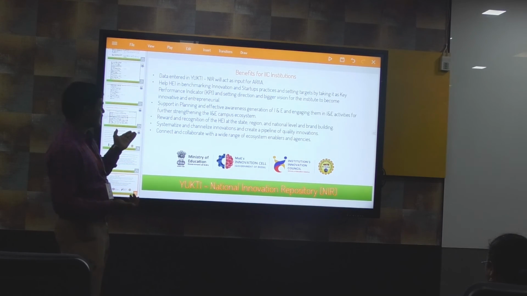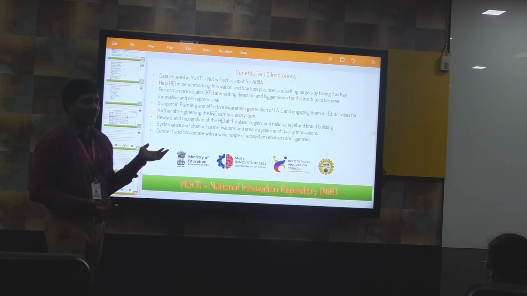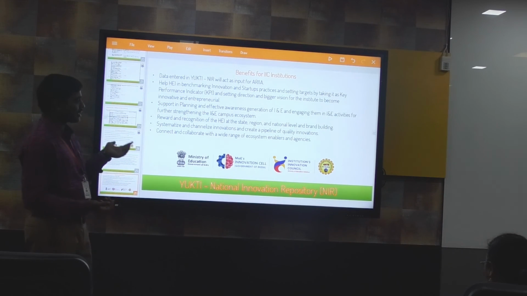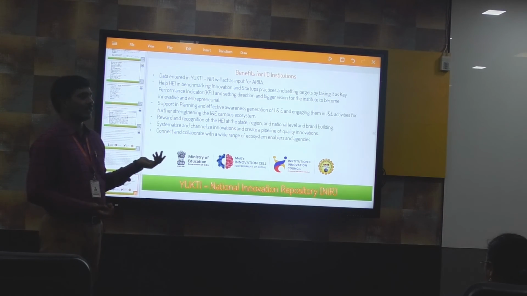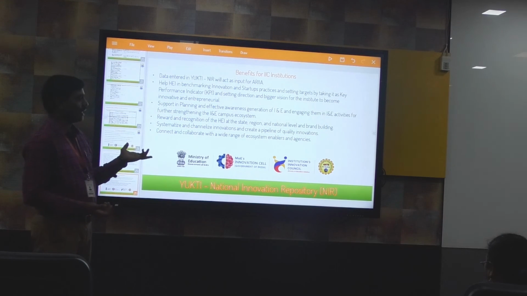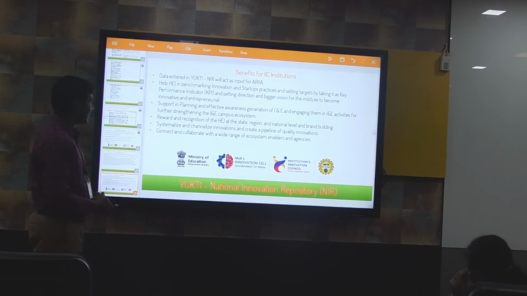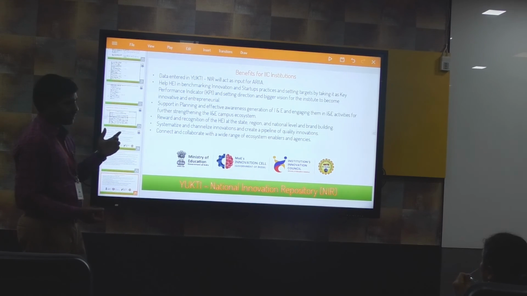It also systematizes and channelizes innovations and creates a pipeline of quality innovations. Whatever submissions happen in the NIR are evaluated at various levels by expert committees, and sometimes they may be given seed fund support directly from the institutions, or they may be connected to external agencies. So we connect and collaborate with a wide range of ecosystem enablers and agencies.